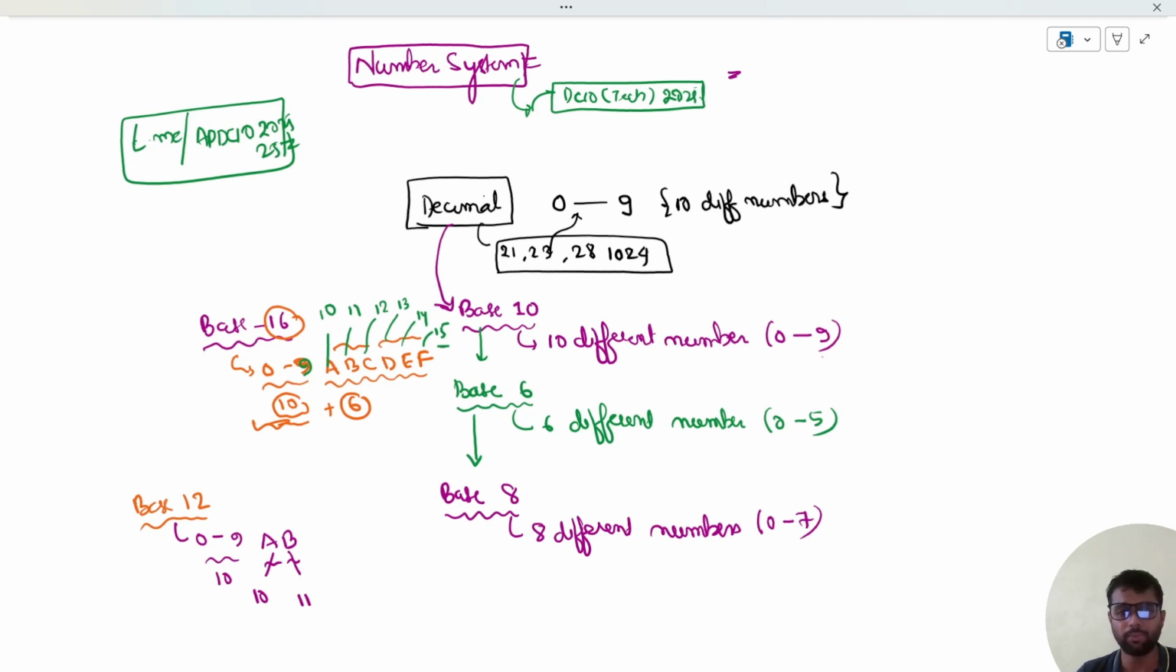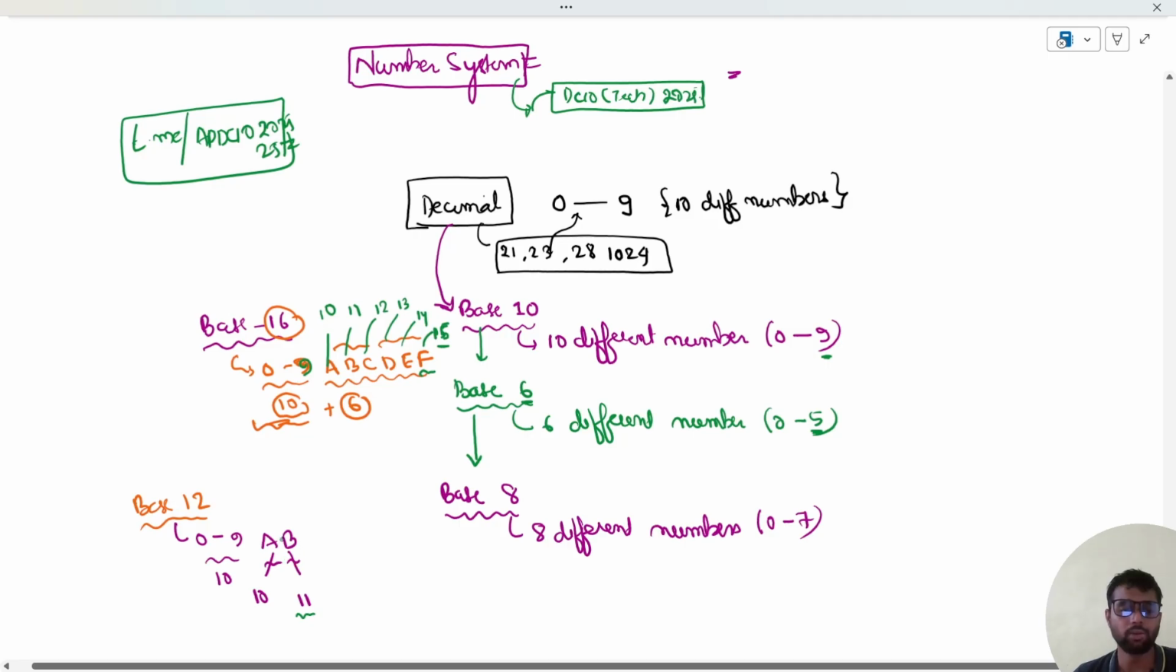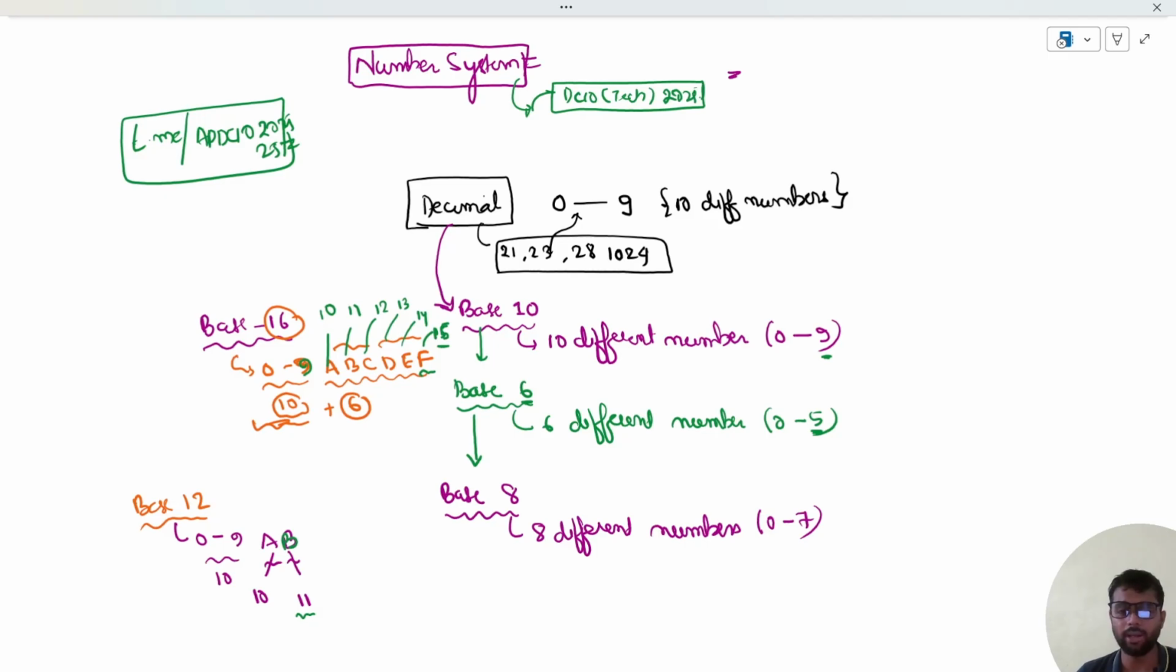In base 10 we have numbers up to 9. In base 6 we have numbers up to 5. So in base 16 the maximum number will be 15, and 15 will be represented as F. Similarly, in base 12 the maximum number will be 11, and that will be represented by B. I hope this is clear, how many different numerals or unique identifiers we are going to have in any base.